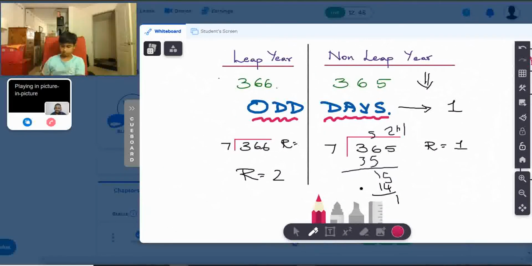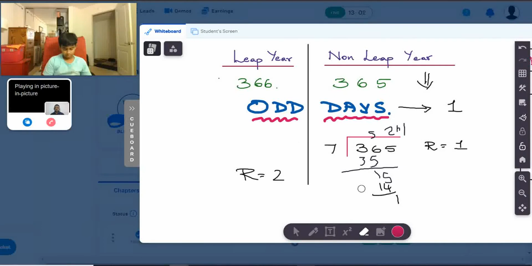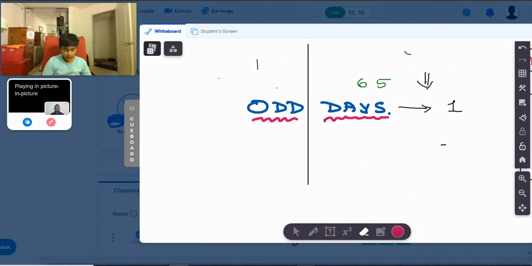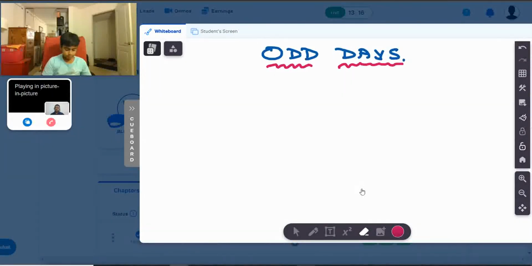So we have done with non-leap year, leap year and odd days. Next we are going to something very tricky. We are still going to discuss odd days for different things. Since leap and non-leap year is done, we are going to do it for 100 years.